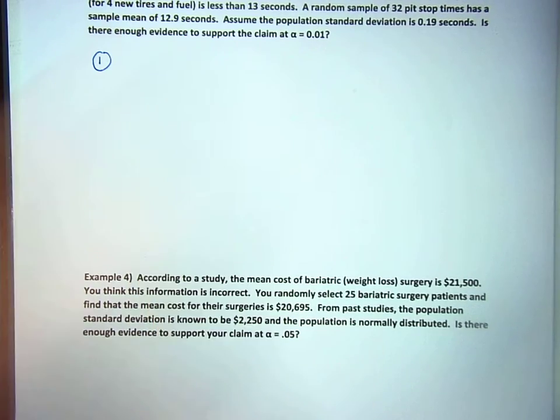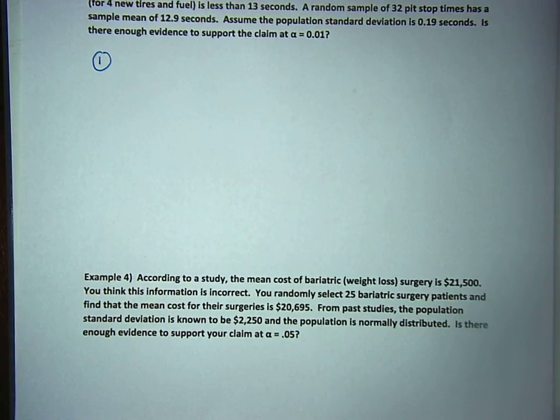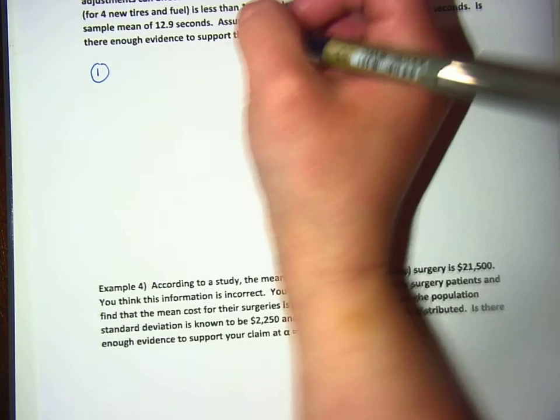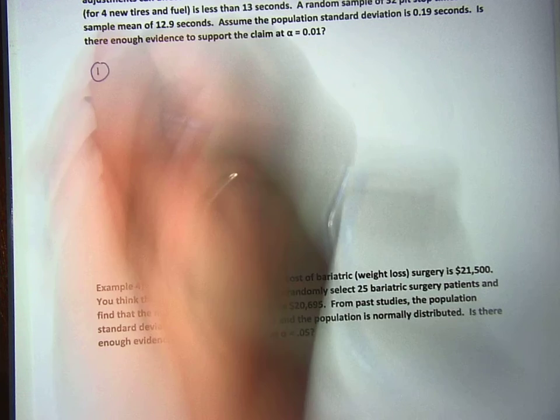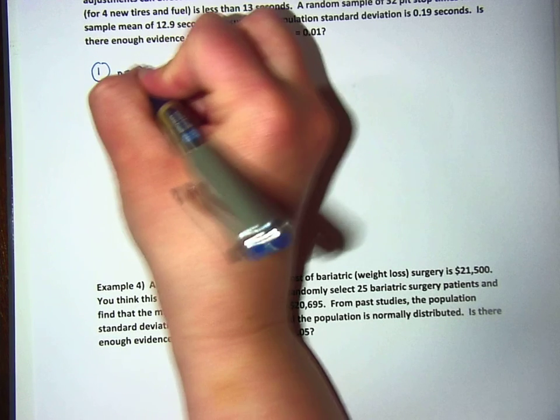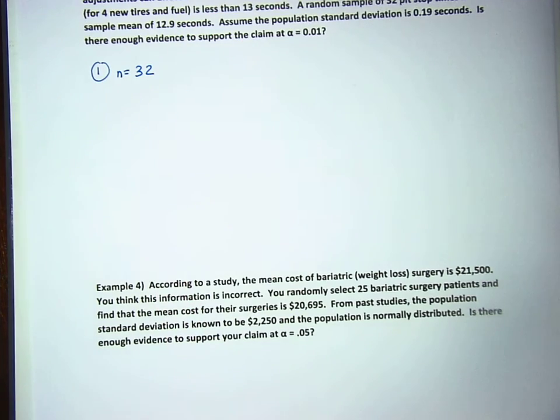Example 1. In auto racing, a pit stop is where a racing vehicle stops for new tires, fuel, repair, and other mechanical adjustments. Efficiency of a pit crew that makes these adjustments can affect the outcome of a race. A pit crew claims that its mean pit stop time for 4 new tires and fuel is less than 13 seconds in a random sample of 32. Okay, so we know that there's 32, so it doesn't even have to be normal.